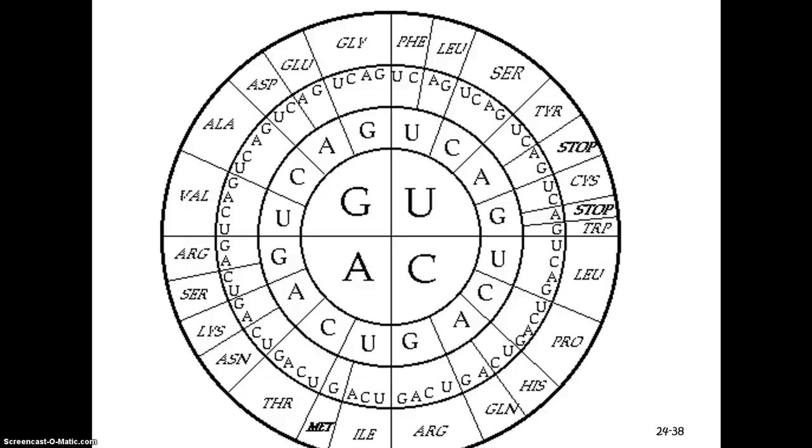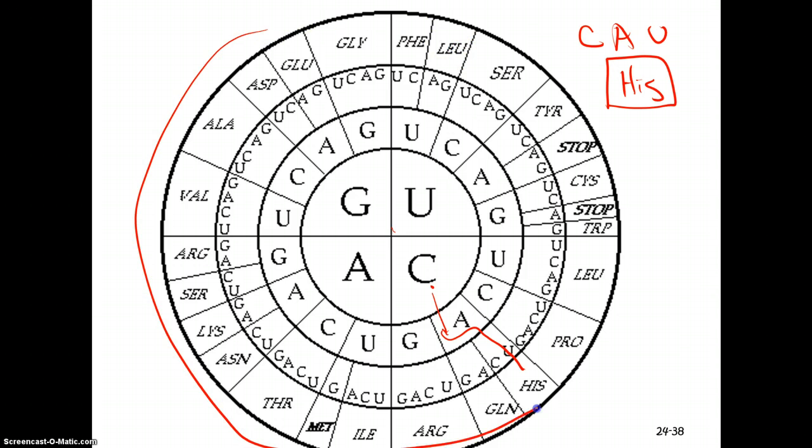Okay, so here's the wheel. The wheel is personally my favorite because what you do is you're going to start at the center and move your way out. Let's start with C-A-U. So I'm going to start with C, go to A, and then from A, go to U. CAU is going to be, I think, histidine. And the very last outer part of the wheel, all of those are abbreviations for the amino acids.